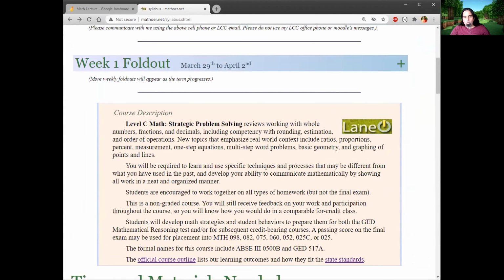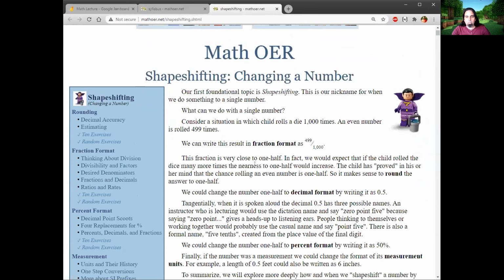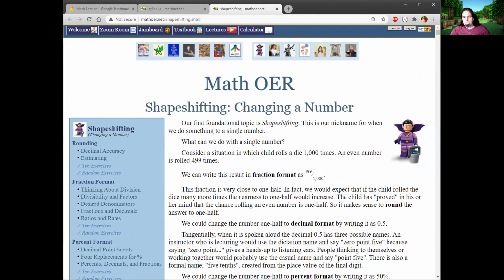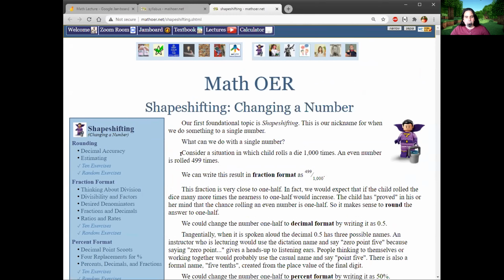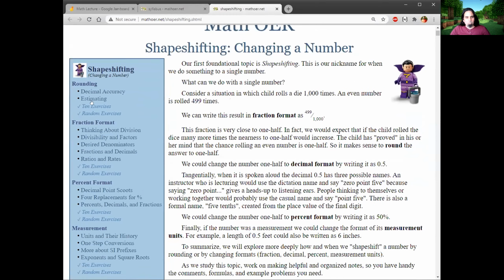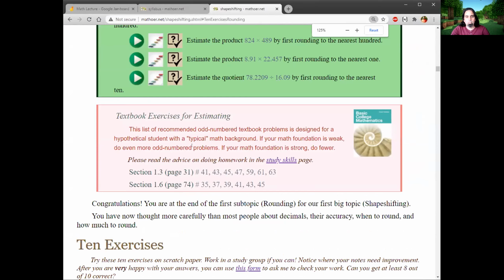Okay, before I go farther in the syllabus, I want to show you some homework, because people always want to know. This is our first topic, shape shifting, which is everything we would do to one number at a time. Your table of contents says there's some topics, and then we have 10 exercises about those topics, and then we have some random exercises. We will talk about the topics soon, but while we're going through the intro, I'm just going to skip right to the 10 exercises. I'm going to make them a little bigger too.